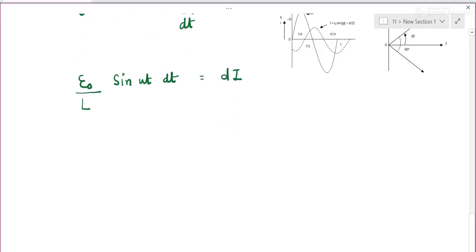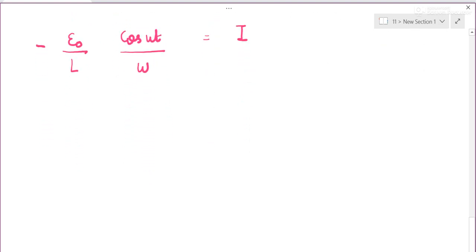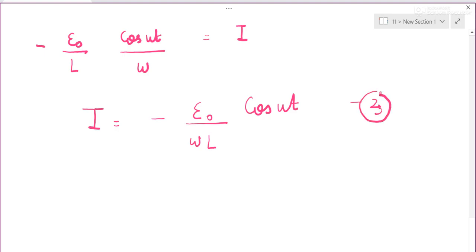Now we'll integrate both the sides. Di will change into I. And this is equal to E naught by L outside. Sin's integration will be minus cos, and what is written with t is omega, that will come down. This is how integration is done. So we have an equation: I is equal to minus E naught by omega L cos omega t. We will always remember this equation. This is the third equation. Okay, current expression is ready.